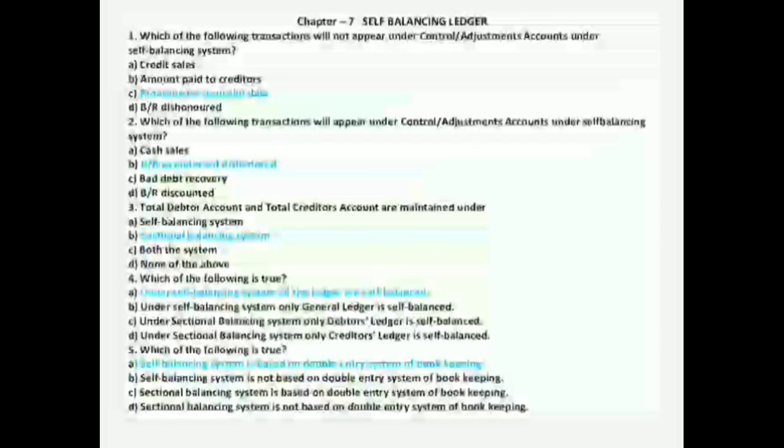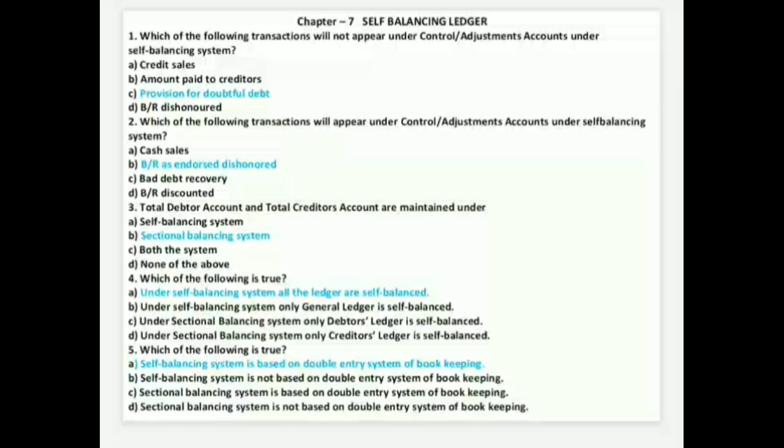Let's see. Self-balancing ledger. Chapter 7, self-balancing ledger. Question first: which of the following transactions will not appear under the control adjustment account under the self-balancing system? Options: credit sales, amount paid to creditor, provision for doubtful debts, bills receivable dishonoured. So option C is correct, provision for doubtful debts.